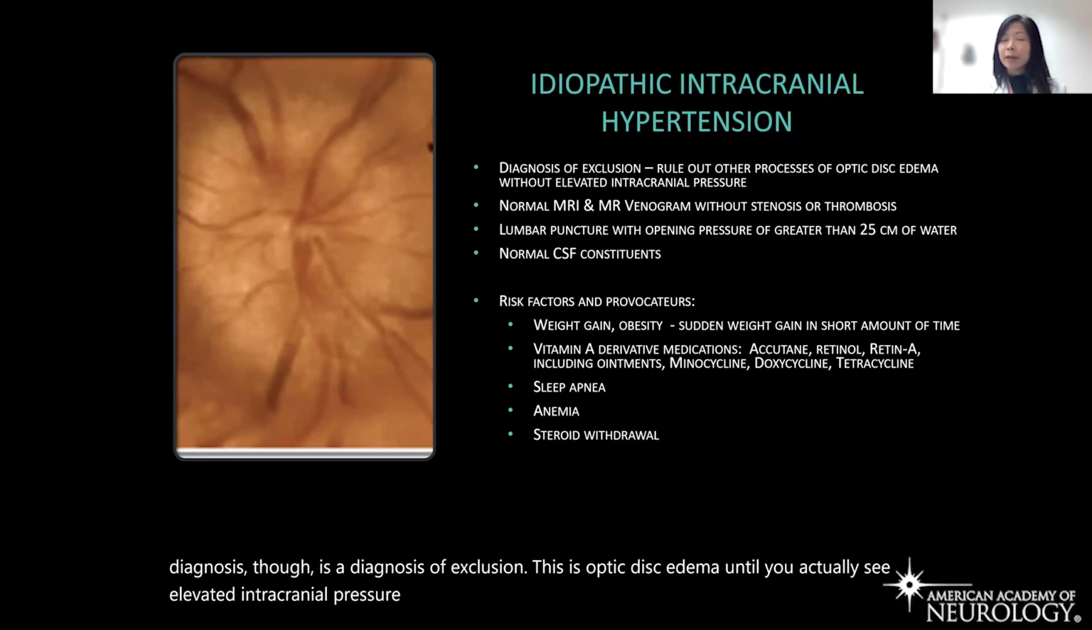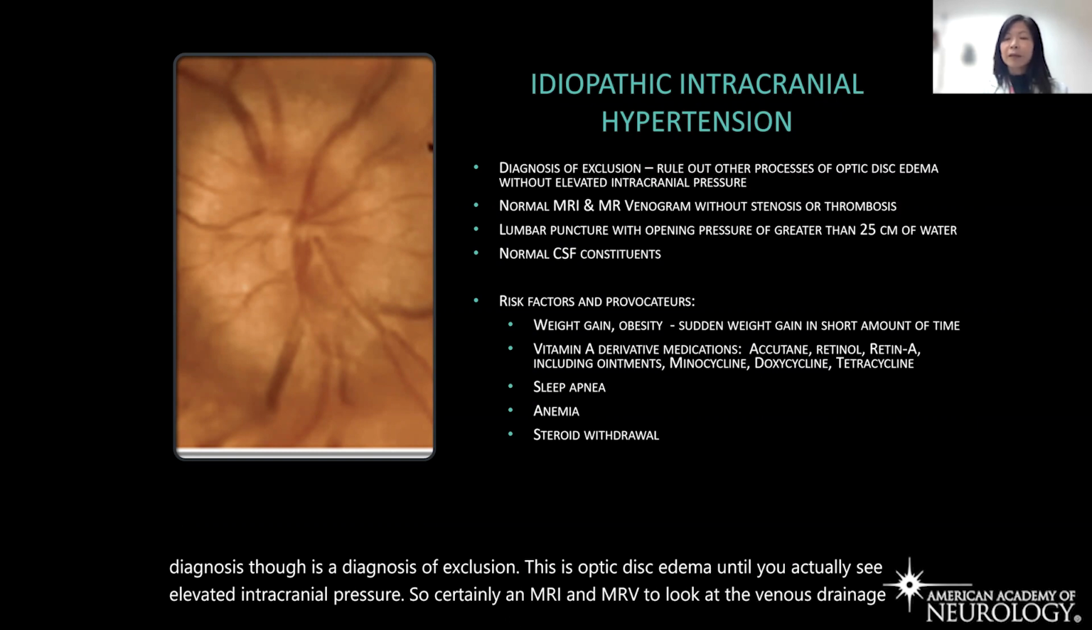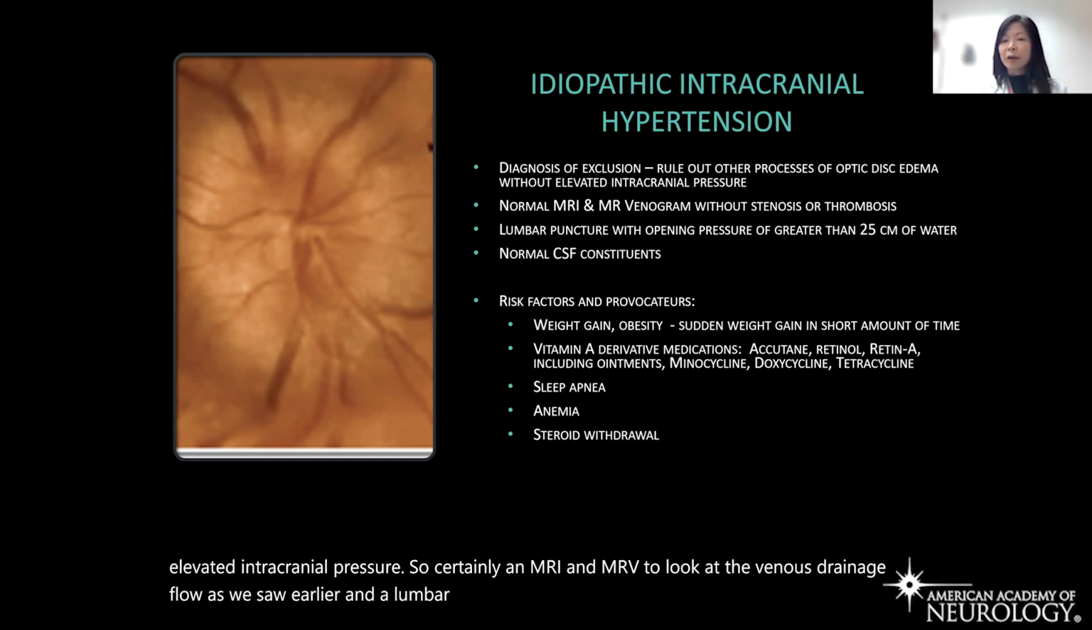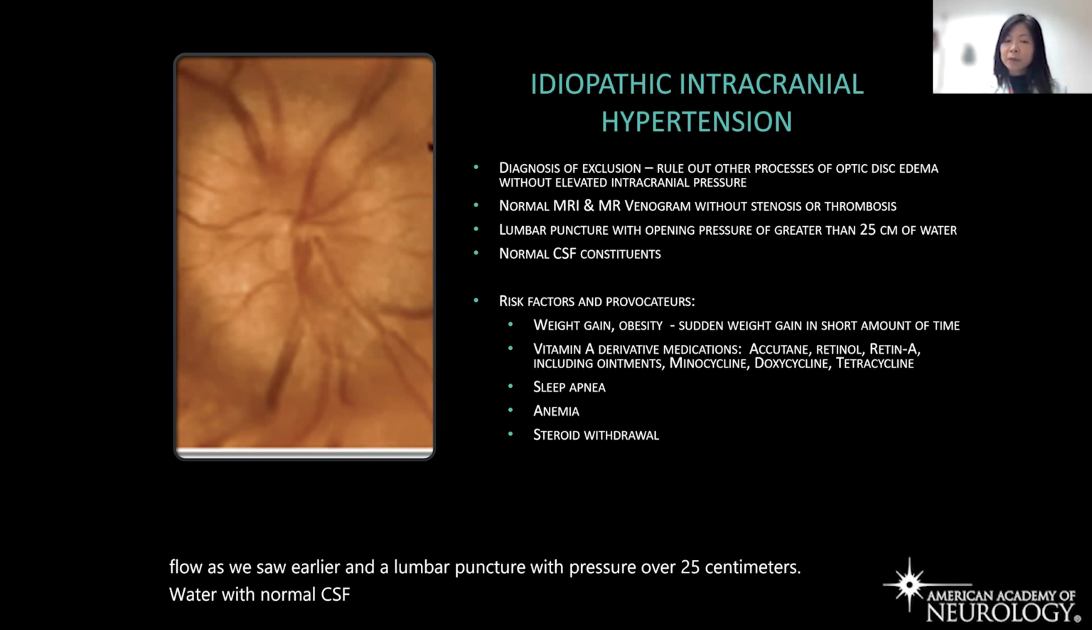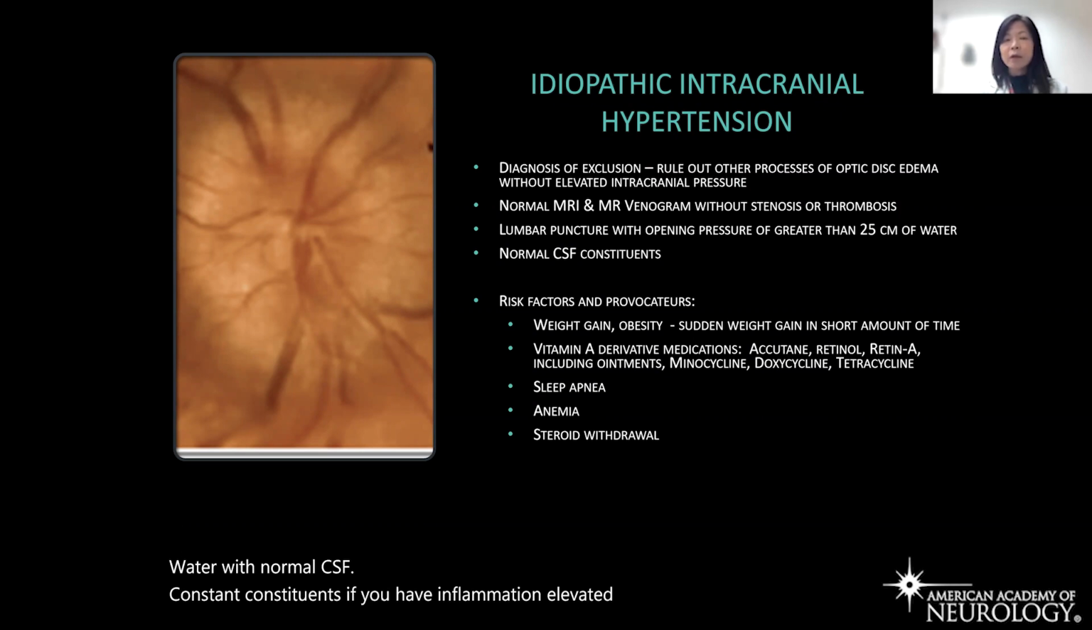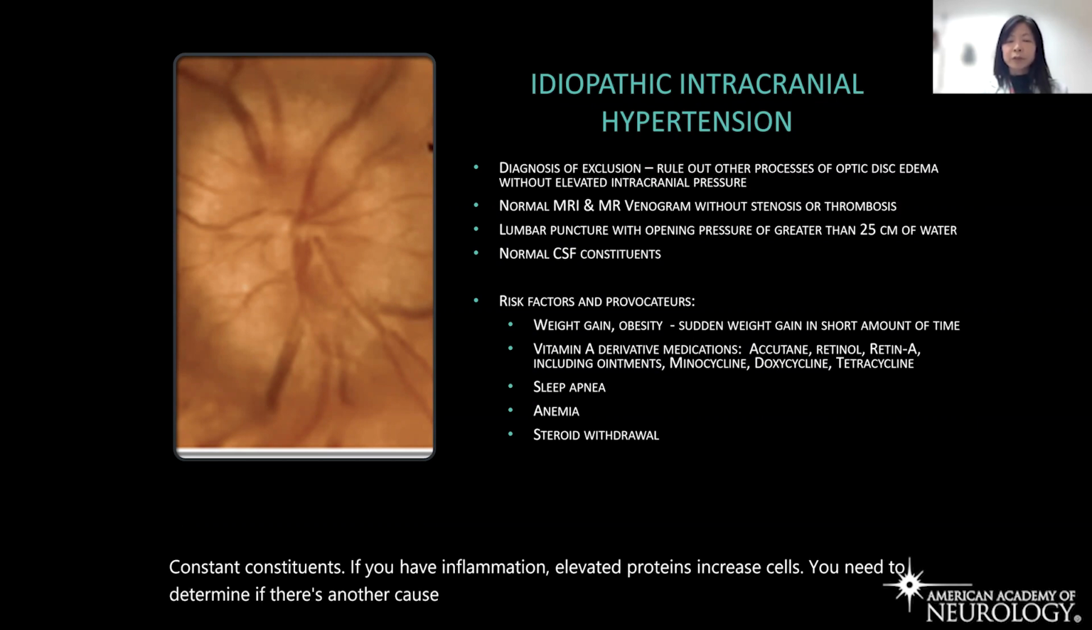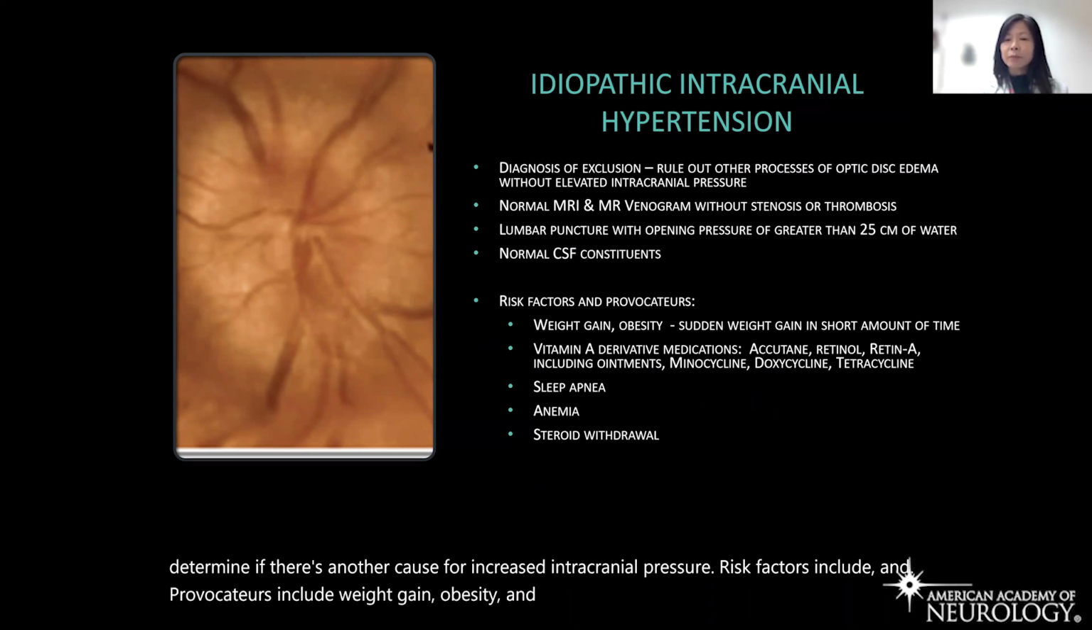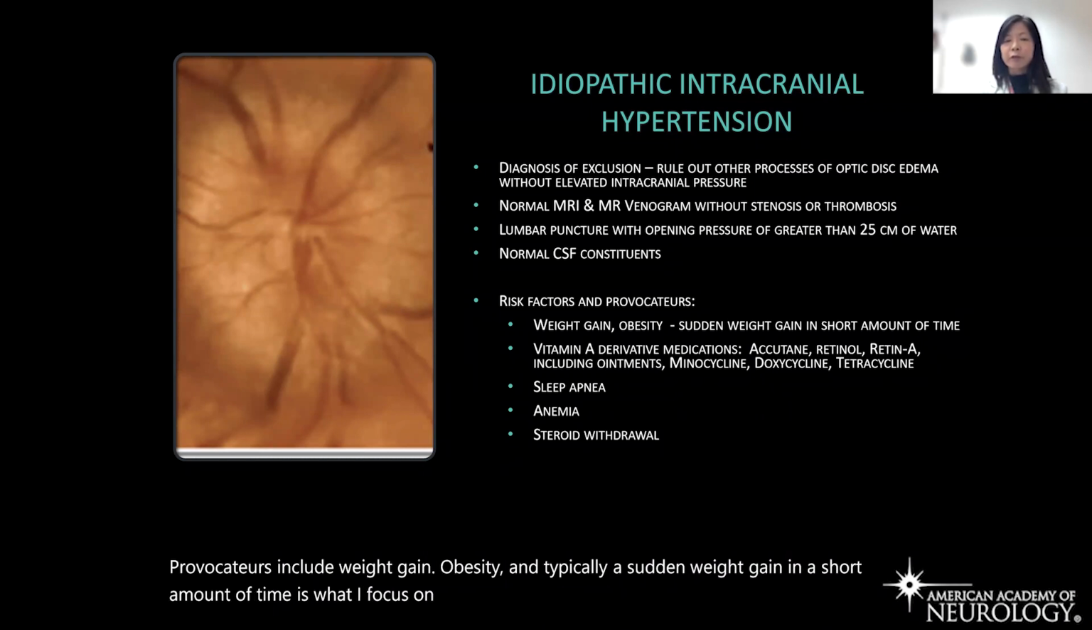So certainly an MRI, an MRV to look at the venous drainage flow, as we saw earlier, and a lumbar puncture with pressure over 25 centimeters of water with normal CSF constituents. If you have inflammation, elevated proteins, increased cells, you need to determine if there's another cause for increased intracranial pressure. Risk factors include, and provocateurs include weight gain, obesity, and typically a sudden weight gain in a short amount of time is what I focus on, but certainly weight gain over time.